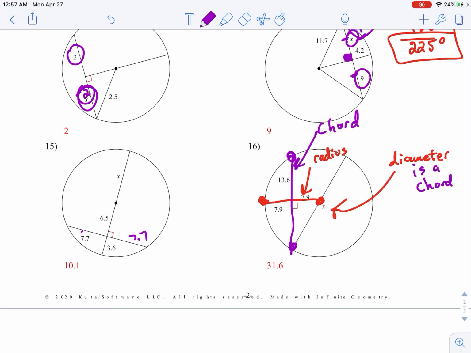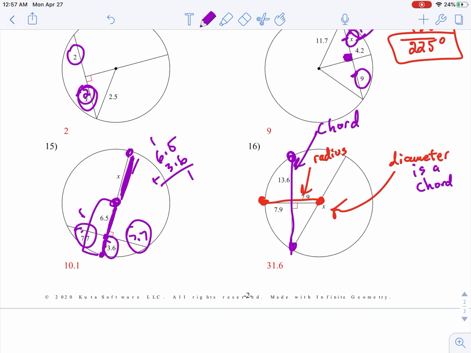Now here's the purpose of this question. This 3.6 is this little guy. And this 6.5 is this. So that's part 1 and that's part 2. But when you put these two parts together, you get a radius. So how much is x from here to here? All you got to do is add 6.5 plus 3.6. The tricky thing is they put this 7.7 in there just for kicks. So 1, carry the 1, 7, 10.1.